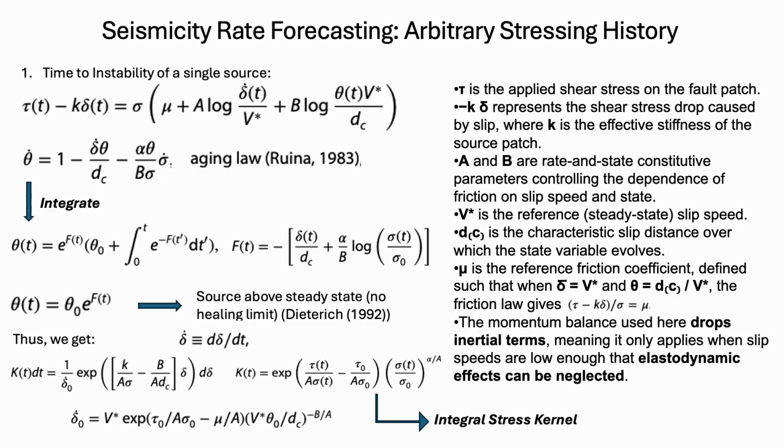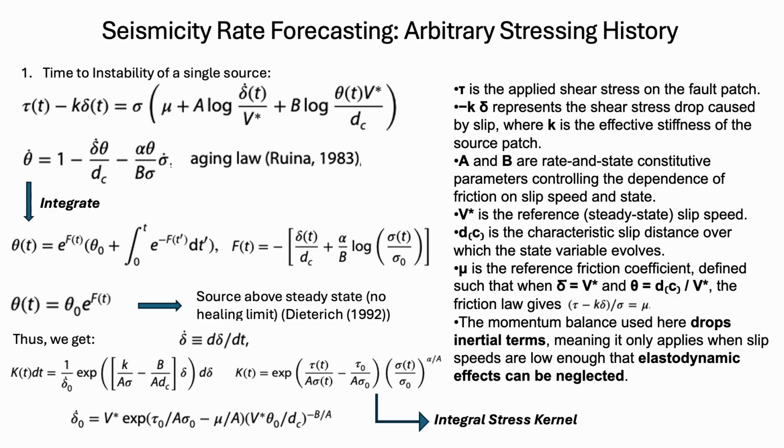So tau is the applied shear stress on the fault. K delta represents the shear stress drop caused by slip. A and B are the rate and state constitutive parameters controlling the dependence of friction on slip speed and state. V star is the reference steady state slip speed. DC is the characteristic slip distance. Mu is the reference friction coefficient, such that when the slip rate is equal to the reference velocity and theta is equal to the characteristic distance divided by reference velocity, the friction law assumes a form where (tau minus K delta) divided by sigma is equal to mu, the friction coefficient.